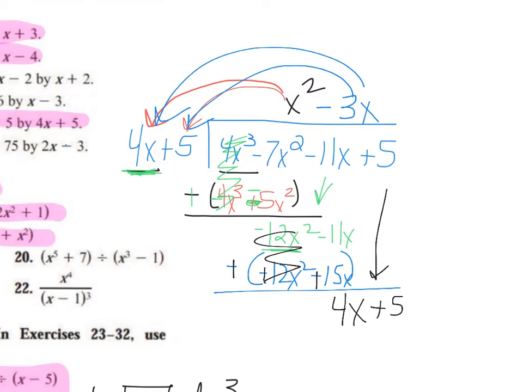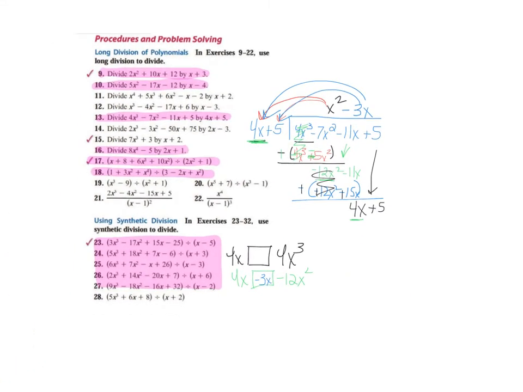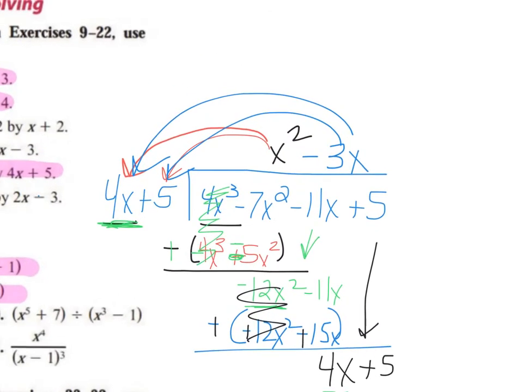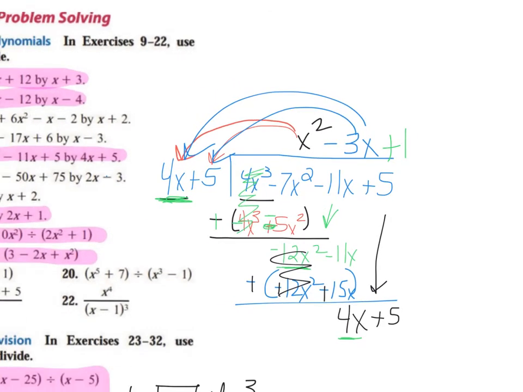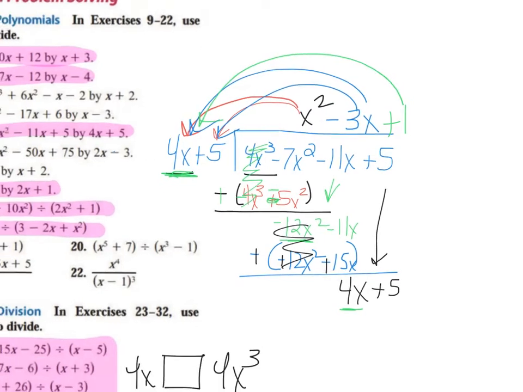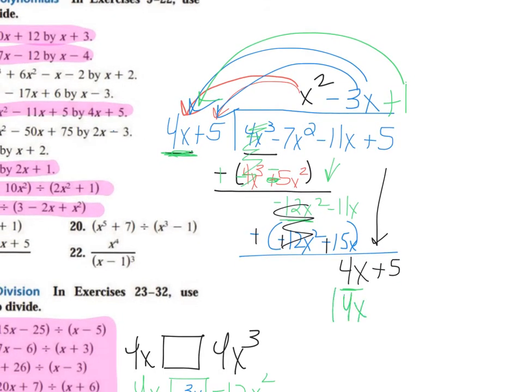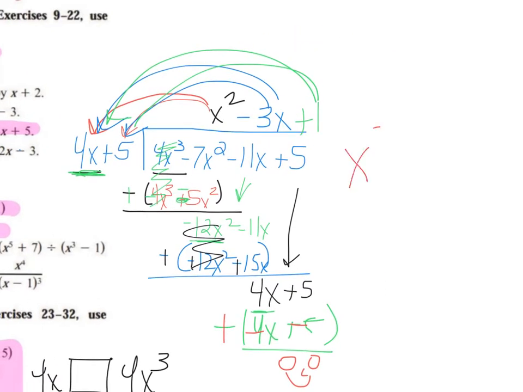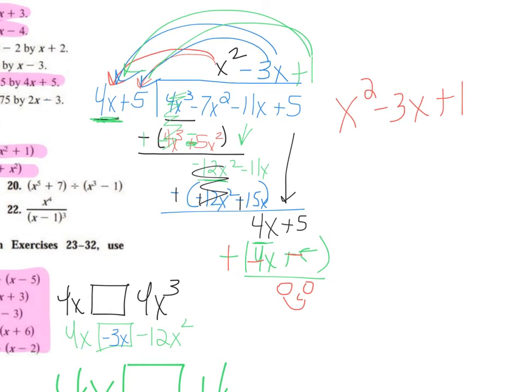Good. So now I say, okay, first term into first term. So 4x times what gives me 4x? 1. So plus 1. Then when I multiply, 4x times 1 is 4x, 1 times 5 is 5. And before I subtract, what do I do? Distribute. And I'm left with what? 0. So my answer is x squared minus 3x plus 1. If I had a remainder, I would write the remainder over 4x plus 5.